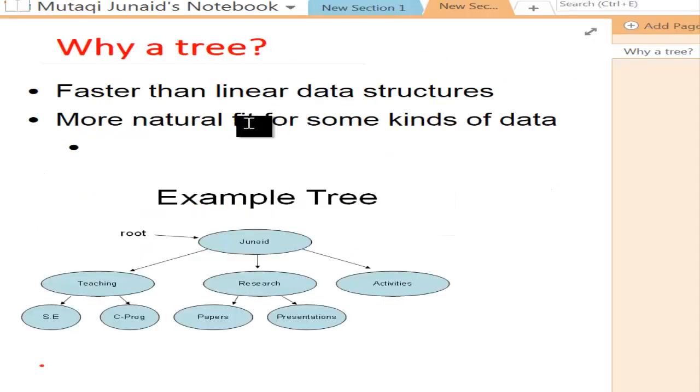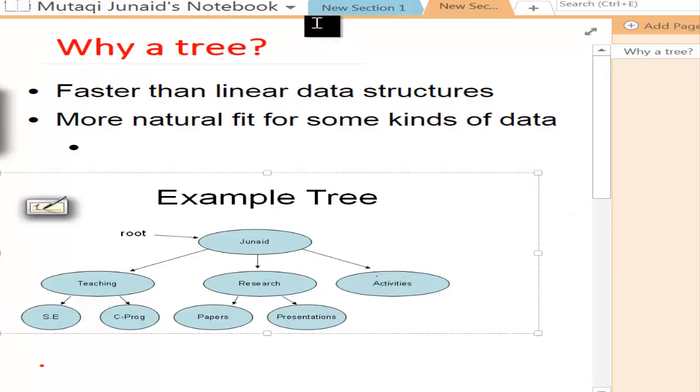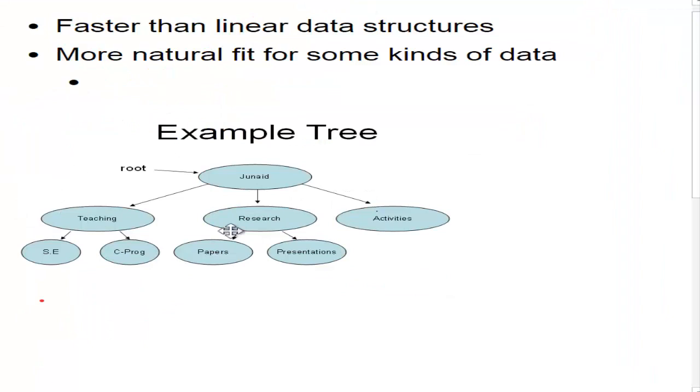So why do we actually need a tree? It's faster than linear data structures for sure, and it's a more natural fit for some kinds of data. For example, we've got hierarchical data. If I talk about, for example, myself, Junaid, and I'm going to do some teaching, and I've got some research, and I've got some activities to do, where we can have sports activities or whatever. For this kind of data, the tree structure is a more natural fit. We have on the top a node called the root, and then we have subtrees.